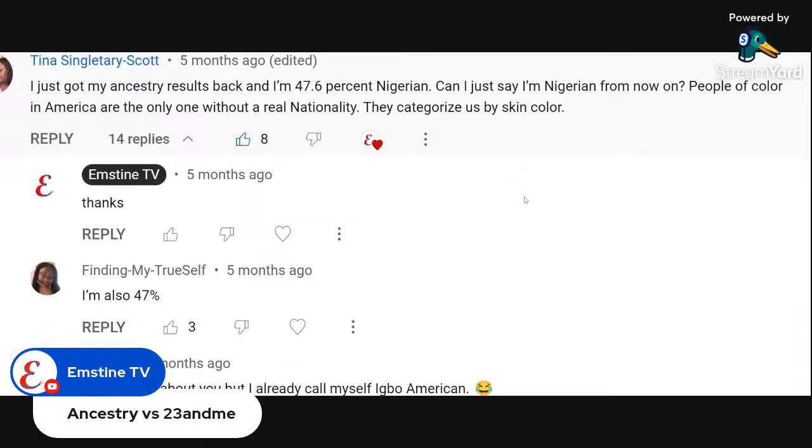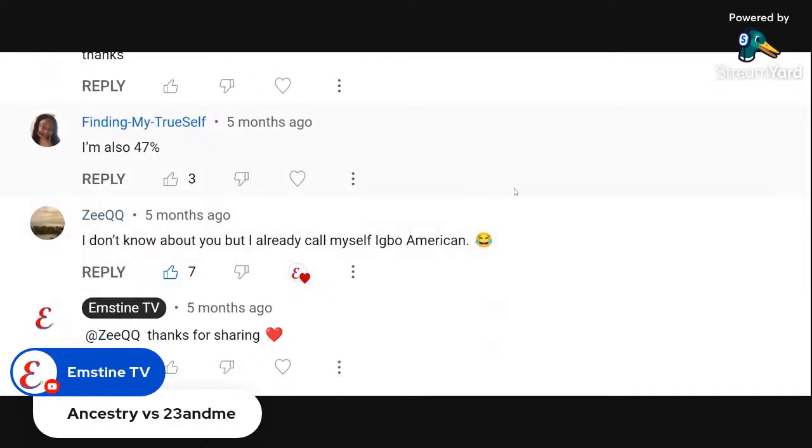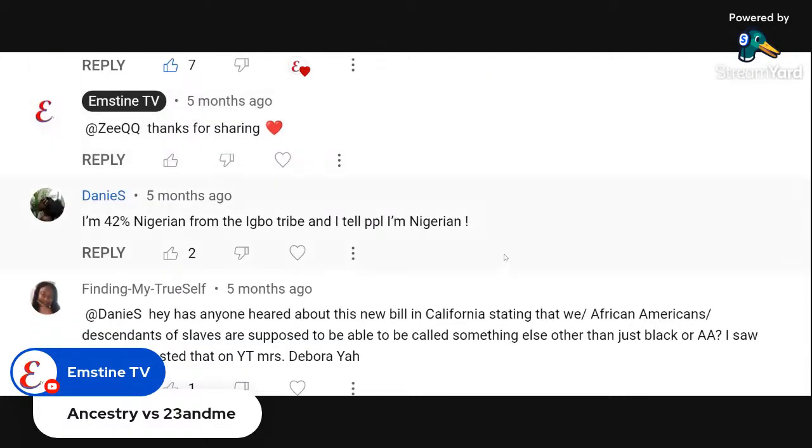That is a confirmation from being a Nigerian from a DNA. And someone says, I am also 47% Nigerian. Someone says, I don't know about you, but I really call myself Igbo American. Those are commentaries from different people who have gotten their DNA results showing they are from Nigeria. I'm 42% Nigerian from the Igbo tribe, and I tell people I'm Nigerian.